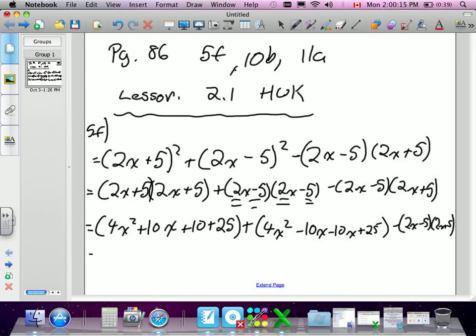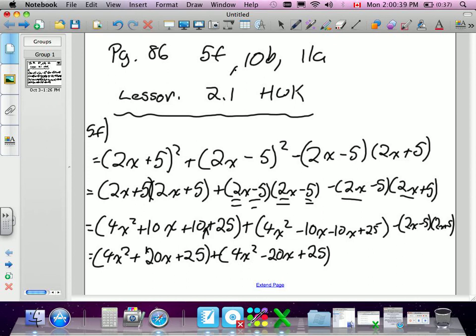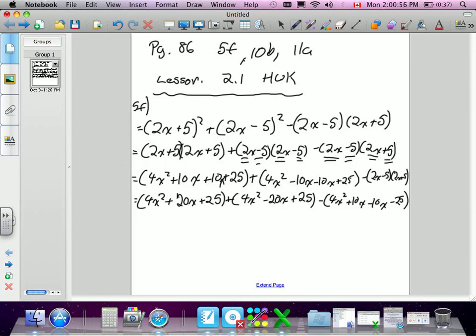Let's simplify what we got. This becomes 4x squared plus 20x plus 25. The next bracket becomes 4x squared minus 20x plus 25. Sorry, there's supposed to be an x there. And finally, the last bracket, 2x times 2x, so 4x squared, 2x times positive 5 is plus 10x, negative 5 times 2x is minus 10x, and negative 5 times positive 5 is negative 25. That's a huge question.